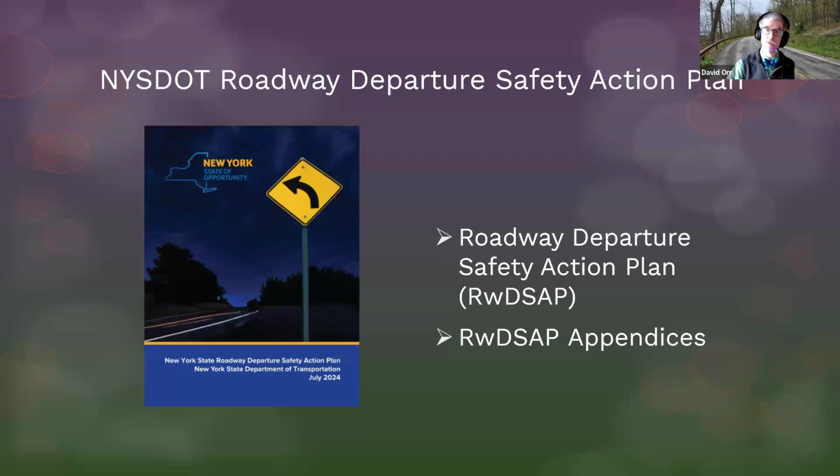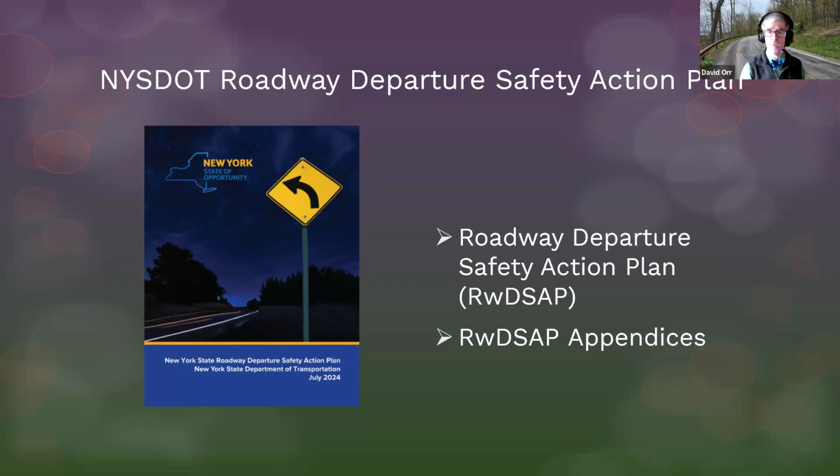So the roadway departure safety action plan is where there's some money that's going to be coming available. I will tell you right now, there's a link in the handout. Make sure you download not only the plan but the appendices. There's some really good stuff in the appendices about proven countermeasures and about some risk factors that you can use either in your existing or if you're developing a local road safety plan.